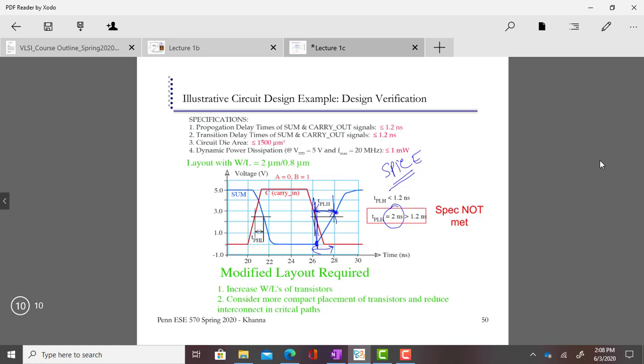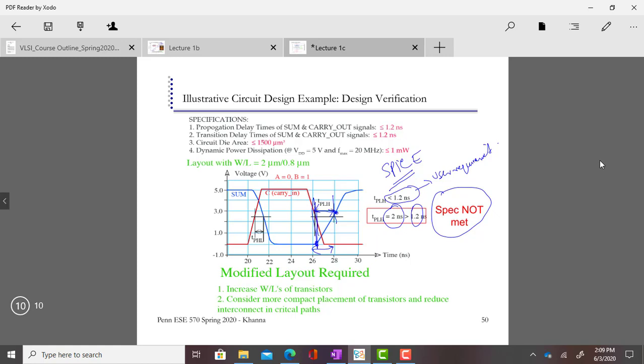And your user requirement was this. The user requirement was 1.2 nanoseconds. So you see, 2 is greater than 1.2 nanoseconds, so the spec is not met. Okay. So you have the design, you have the mask, but unfortunately what the user required is not met.